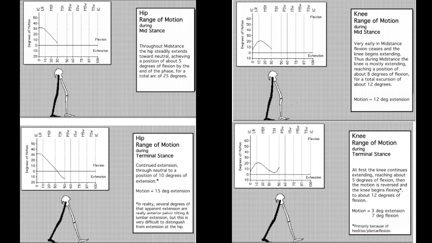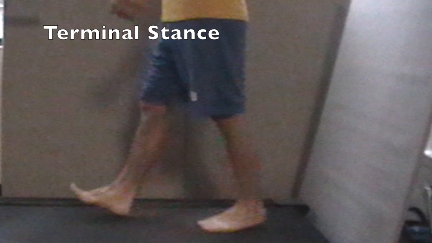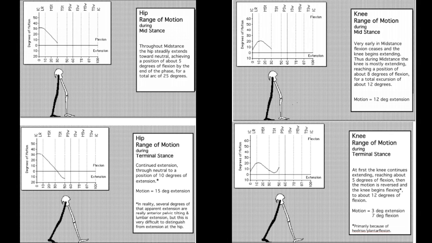The knee is also going through extension at about a total movement of about 12 degrees, ending at 8 degrees above neutral on the flexion side. There is a terminal stance, in which the hip goes through 15 degrees of extension, finishing at about 10 degrees of extension. The knee during terminal stance is going through extension at first, then switches to flexion. It does about 3 degrees of flexion and then 7 degrees of flexion.